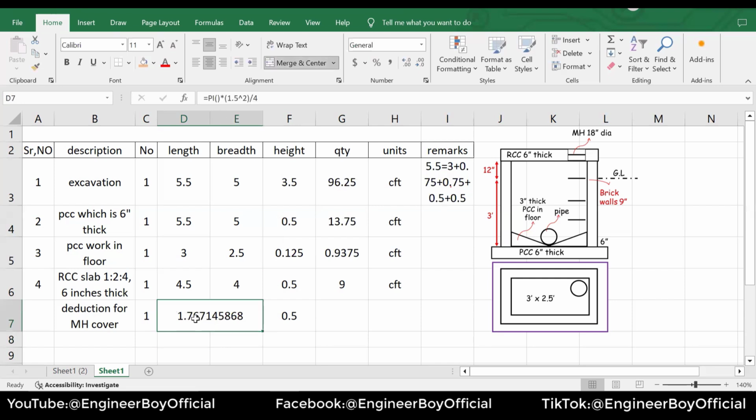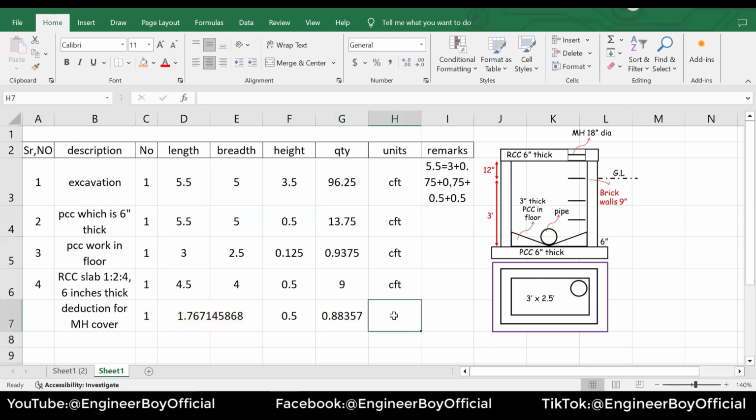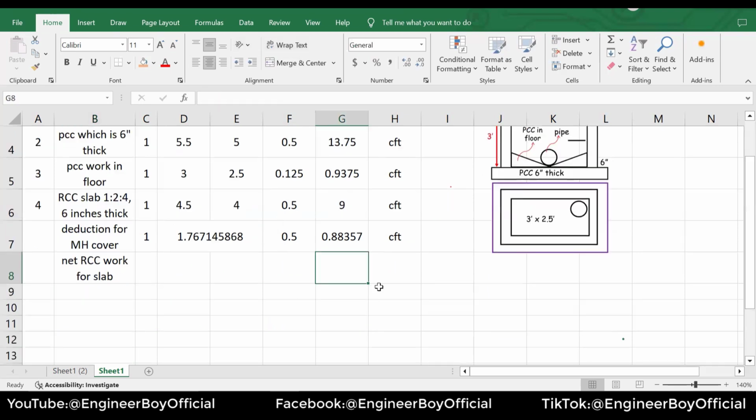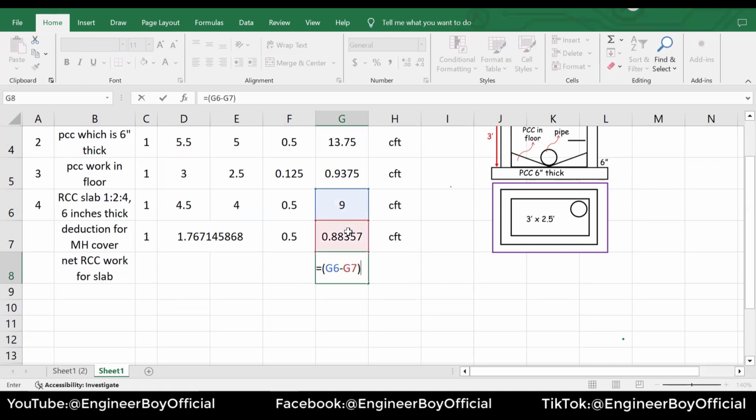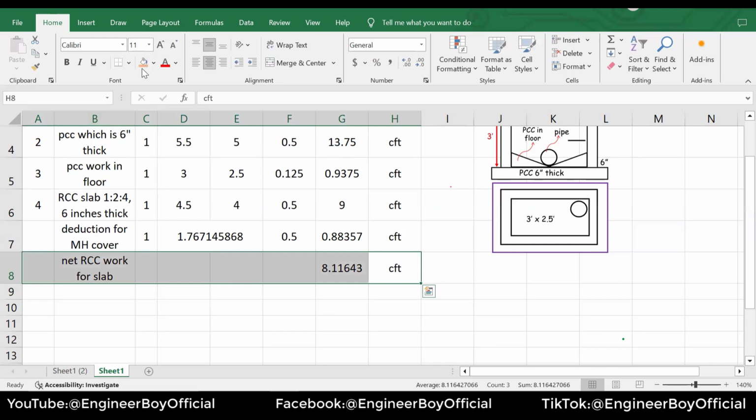That's okay. Which is 1.7 as the area, and you can say the top or maybe the base area, and we will multiply that with the thickness so we can have the volume. Okay, equal the thickness and then the area, and then of course the number. We will multiply these three so we can have the volume in CFT. Now, what should be the net RCC work per slab? We will actually just subtract the manhole. Very simple. And let's just provide the formula. And we have the total RCC work, which is 9, and we will subtract this deduction and enter. So 8.11 something, that is in CFT. This is the RCC work.